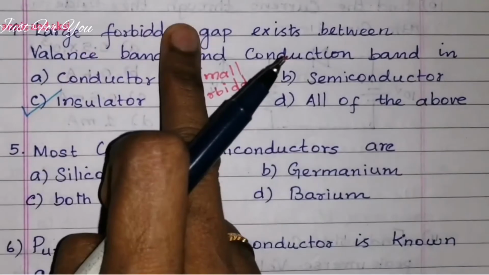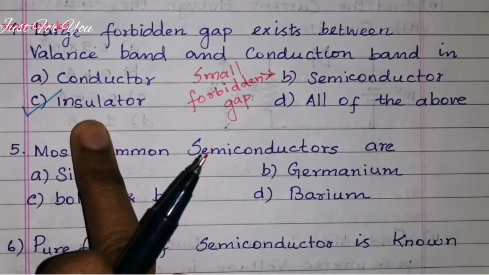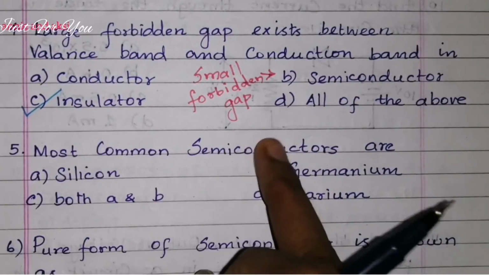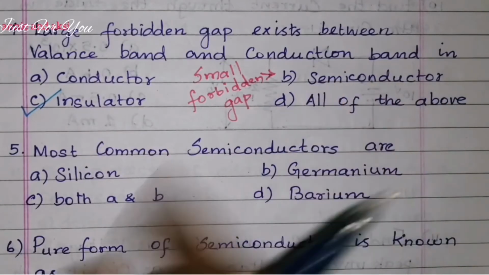So, large band gap exists between the valence band and conduction band in insulator. Small forbidden gap exists between the valence band and the conduction band in a semiconductor.